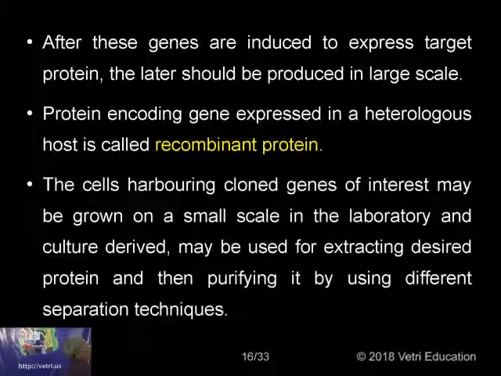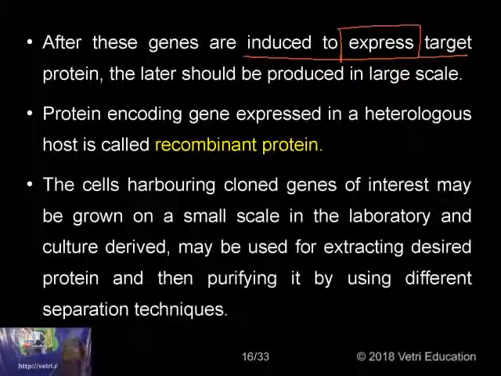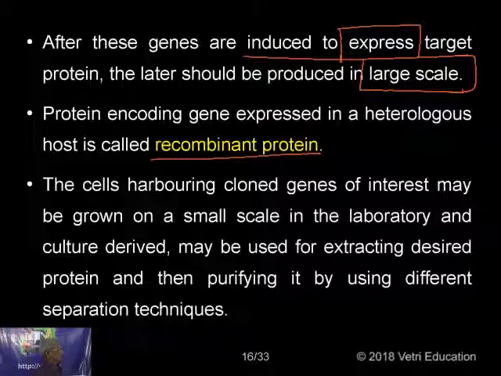So, when they are induced, the expression of the gene is very important. If they are able to express successfully, then the next step is to produce those things on a very large scale, on a mass scale, on a commercial scale. The protein encoding gene expressed in a heterologous host is called a recombinant protein. Just like recombinant DNA, it is called a recombinant protein because it is being produced as a result of recombinant DNA technology.